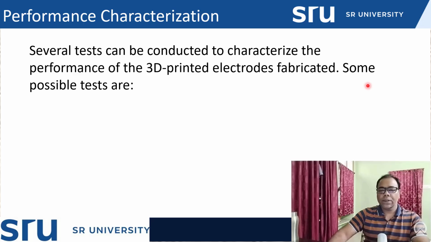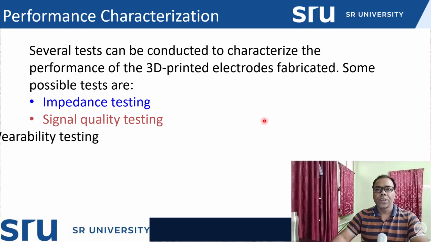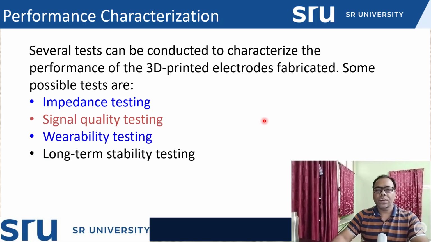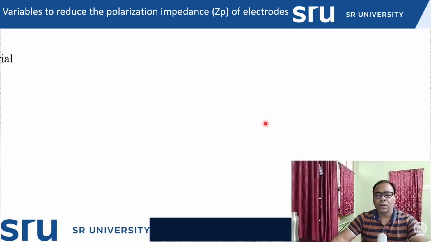Several tests have to be conducted to characterize the performance of the 3D printed electrode. Some of the tests include impedance testing. Similarly you have to go for signal quality testing. Similarly variability testing will be there. Similarly, whether long term stability of the electrode is there or not. Those things will be done. After that, at least you have to reduce the different variability, like noise or anything, so that it can have a proper signal.